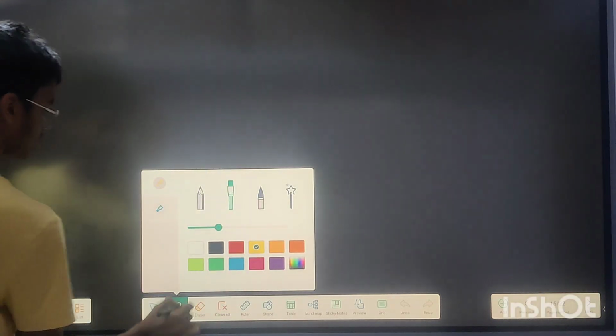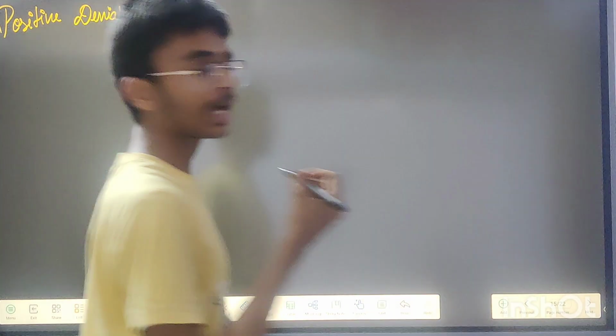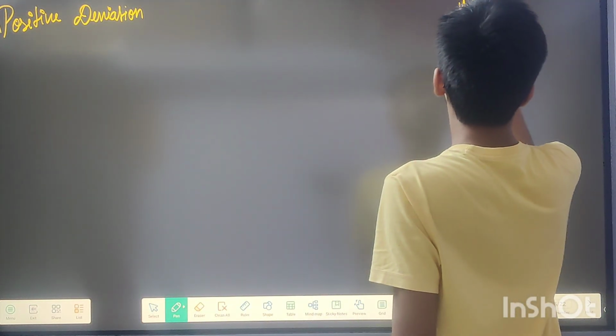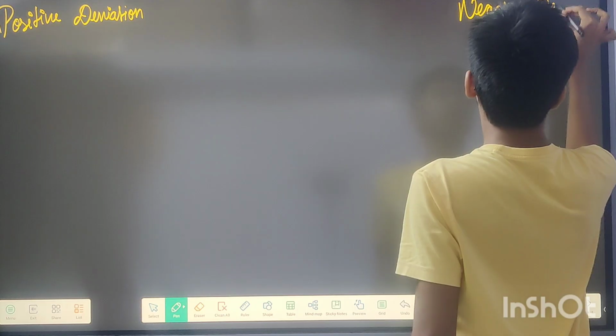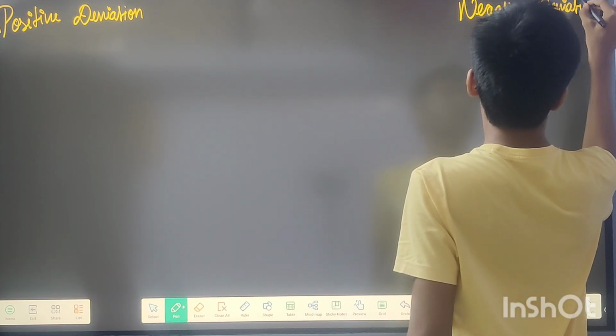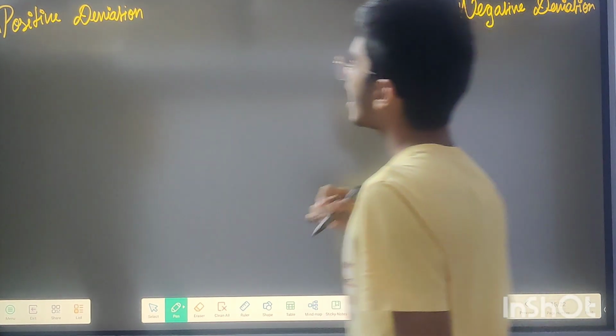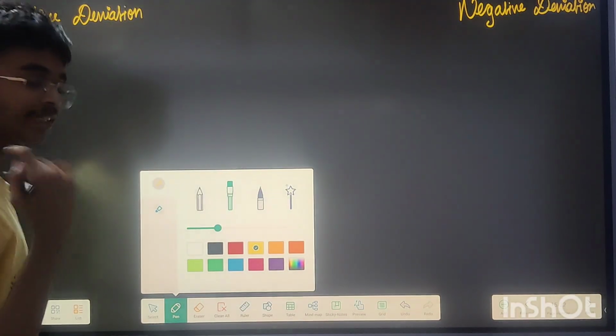Okay, so I'll write here. Positive deviation. Yeah, we have to also discuss the graph now. Okay, deviation and then negative deviation. And also we have to discuss the graph of ideal solutions.